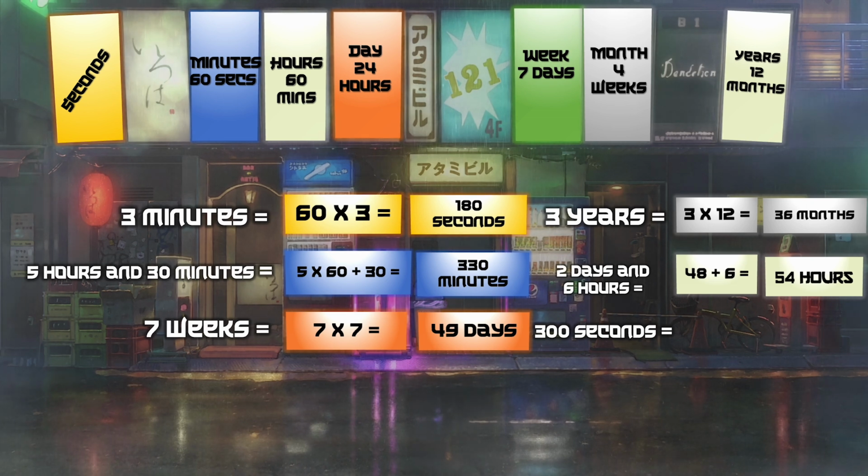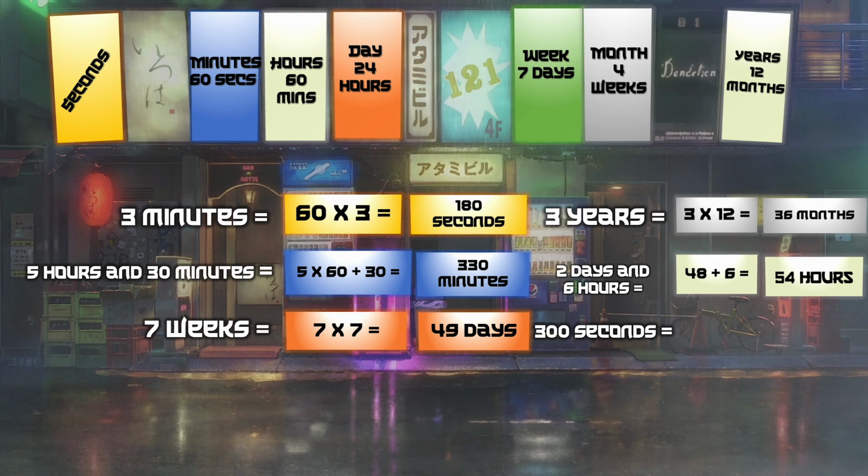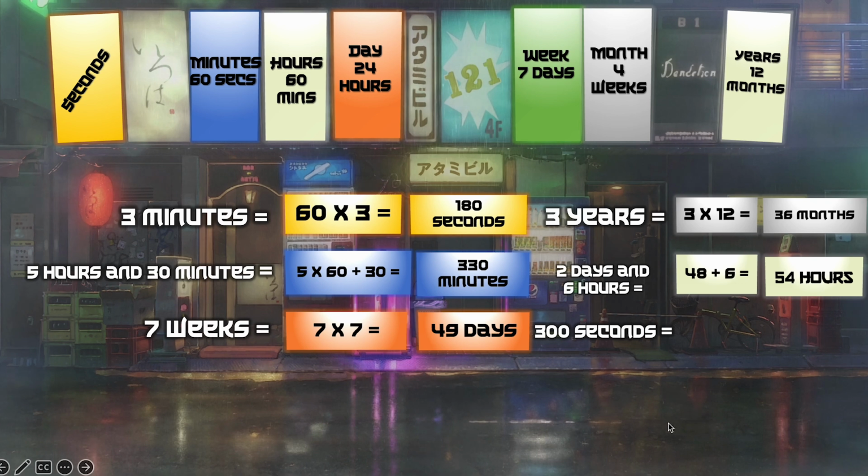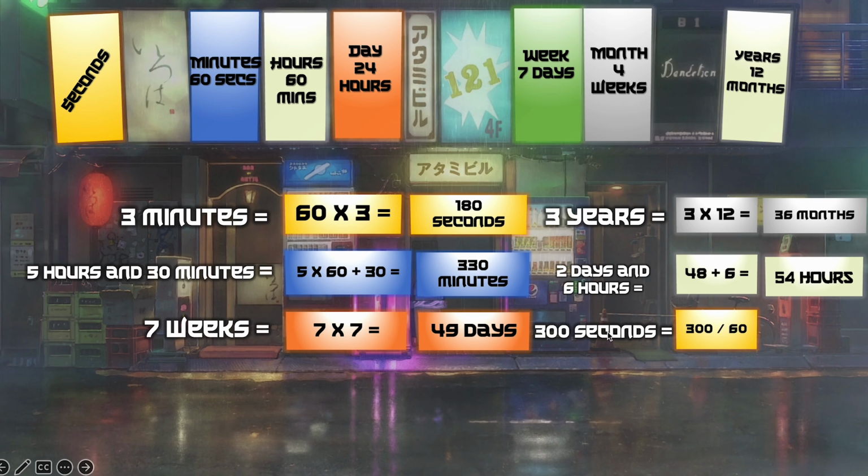300 seconds. In this case, we're going to need to divide. So 300 divided by 60, because we're trying to divide seconds into minutes. So if we do 300 divided by 60, because 60 is 1 minute, it gives us 5 minutes.